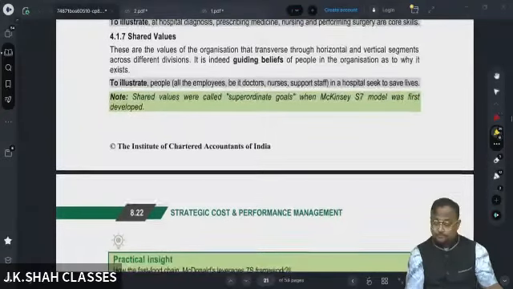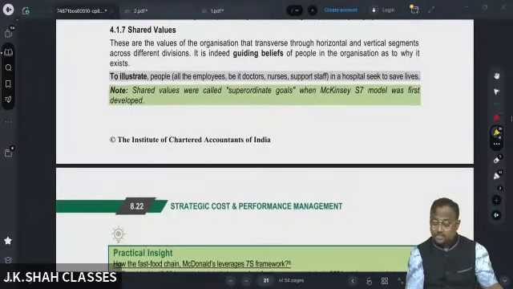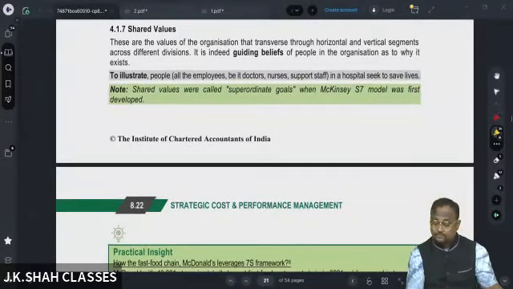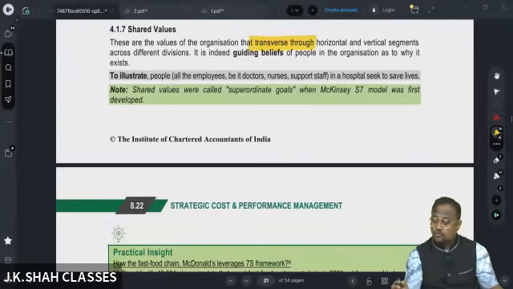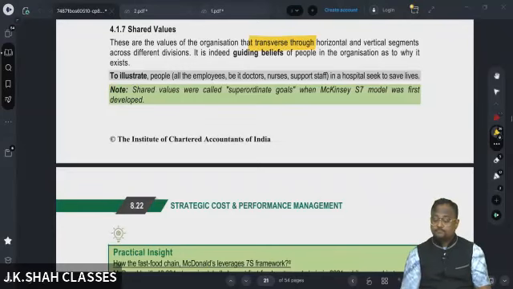Shared values. Shared values means these are the values of the organization that transfer through horizontal and vertical segments. These are guiding beliefs of people of the organization as to why it exists.